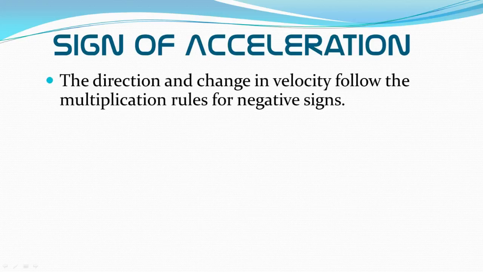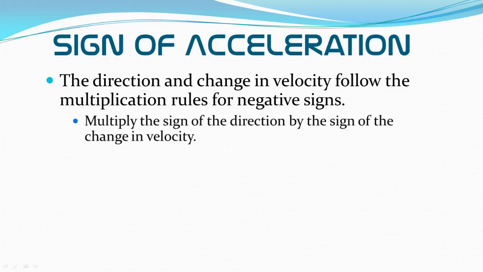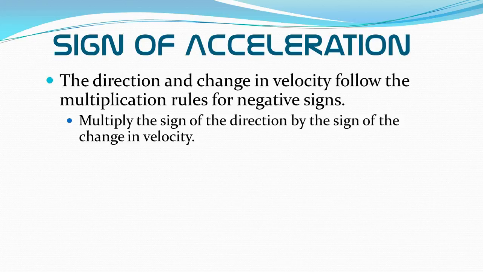You can compare this observation about the sign of acceleration and the motion of an object to multiplying positive and negative integers. To do this, multiply the sign of the direction, so positive is forward, negative is backwards, by the change in velocity. If it's a positive change in velocity, the object's speeding up, for example, or a negative change in velocity, the object's slowing down. Let's look at an example.